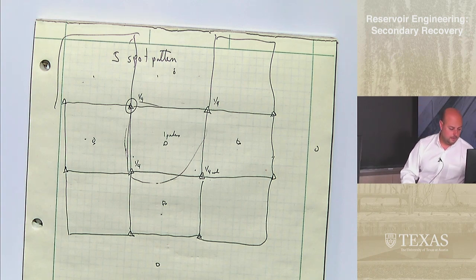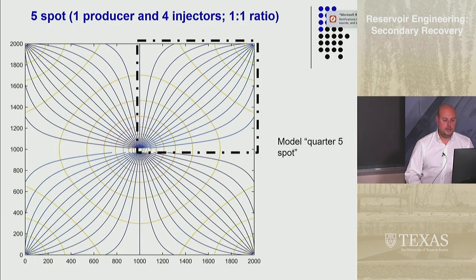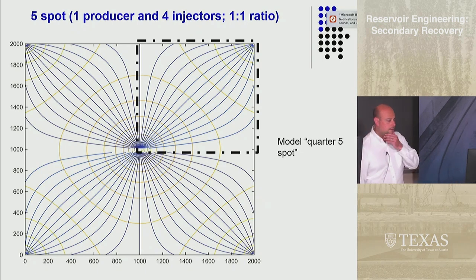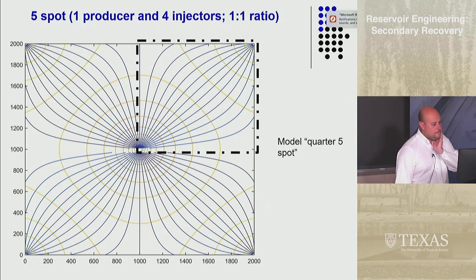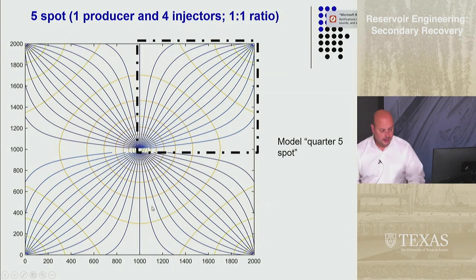Okay. Let me see if I have. Good. Yes, I have a figure that I wanted to show here. So this is a producer well, and then you got some injector wells over here. Oh, I'm sorry. I misspoke. Let me go back. So this is a 5 spot.